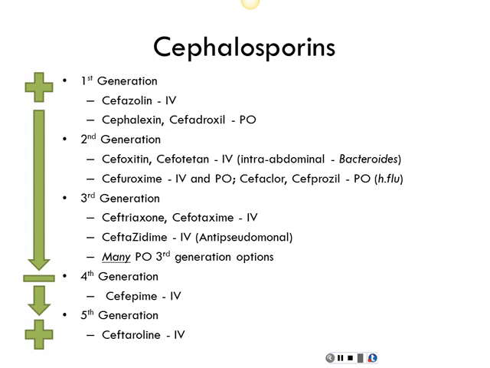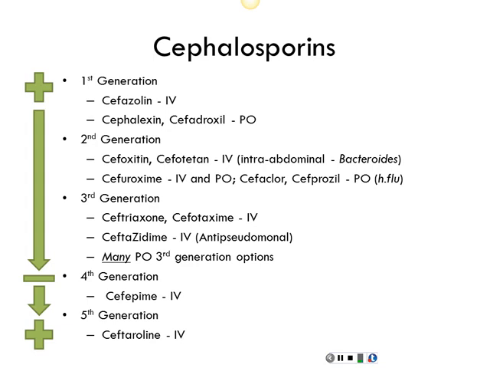Second generation, slight difference here. We'll talk about it when we get there, but note that your cefoxitin and cefotetan actually have bacteroides coverage. None of your other cephalosporins have anaerobic coverage, so it's just those two guys that cover anaerobes, so they're used for GI procedure prophylaxis in a lot of cases.